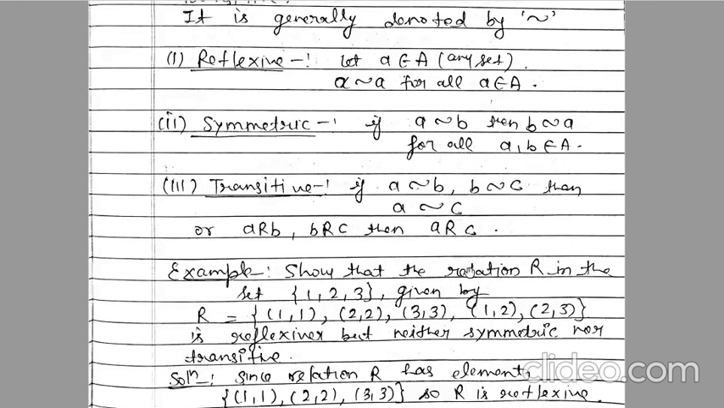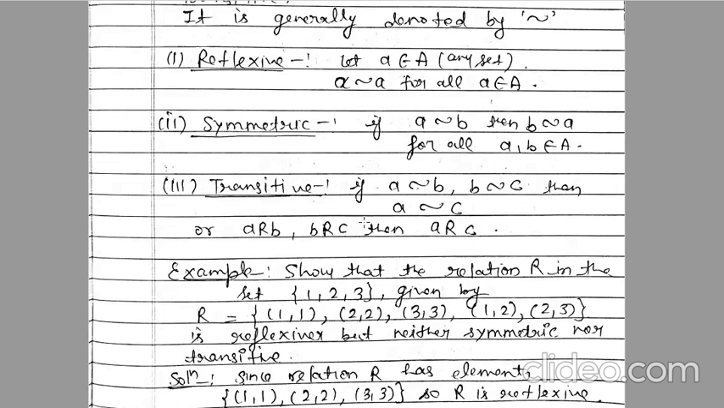Now, if these three conditions are satisfied, then our relation will be an equivalence relation. But if one of the conditions is not satisfied, then our relation cannot be an equivalence relation. If reflexive is not satisfied, then it's not an equivalence relation. If symmetric is not satisfied, or if transitive is not satisfied, then our relation cannot be an equivalence relation. All three properties must be satisfied for the relation to be an equivalence relation.